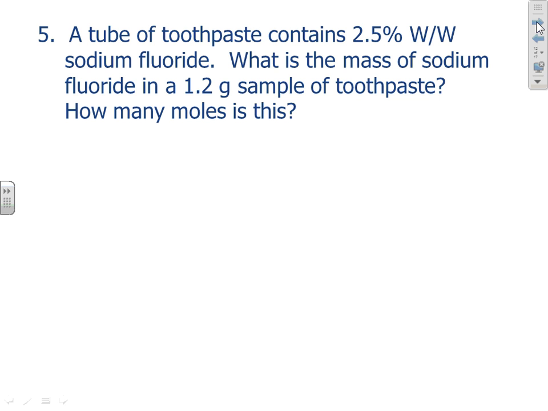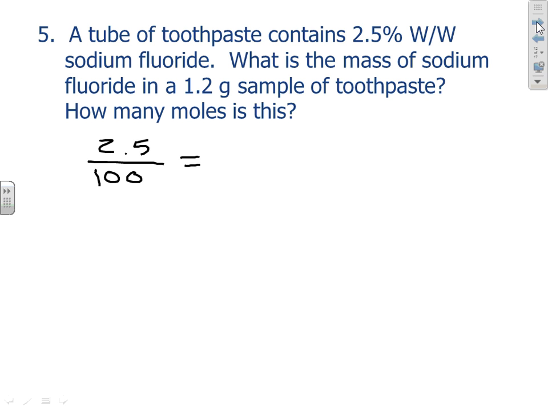So we will do the first step first, obviously: what mass of sodium fluoride is in a 1.2 gram sample of toothpaste. So we're doing our ratio that I've taught you, and then we'll do the moles afterwards. As soon as you see the 2.5%, your brain is thinking, I've got 2.5 per 100. This is grams per grams, but we'll leave that out to keep the calculation clean. And again, the question is, what goes where? I'm looking for the sodium fluoride in 1.2 grams of toothpaste. Where does that 1.2 go? Is it the solute or is it the overall solution?